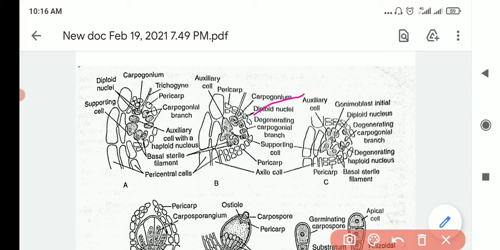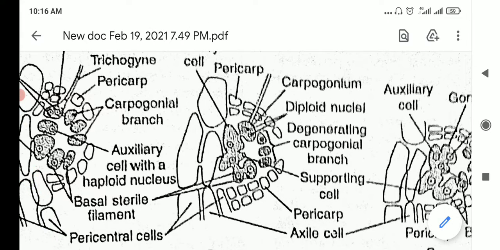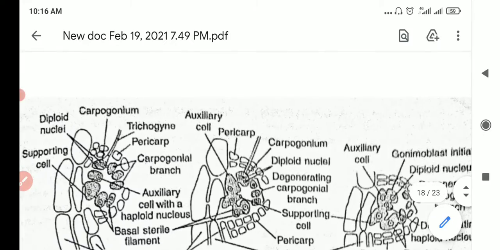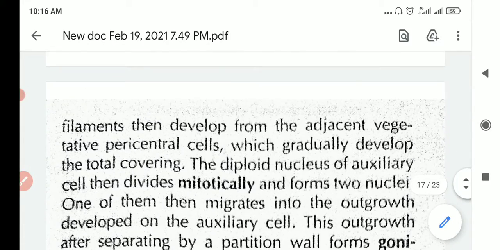How do I maximize? One minute, girls. Let me just maximize. Now you can see this connection, no? There, that one. This is the carpogonium, and this one is the auxiliary cell. If they are going to form a tube connection, it means something will pass from one to the other. That must be the guess in your mind. So let's see what will happen.